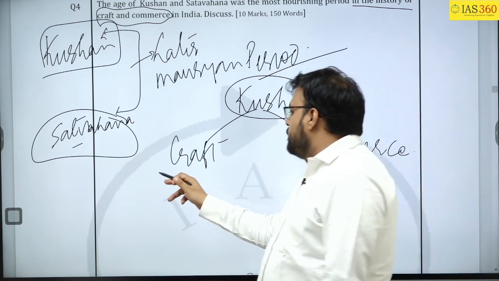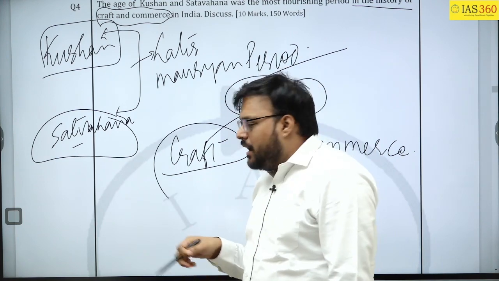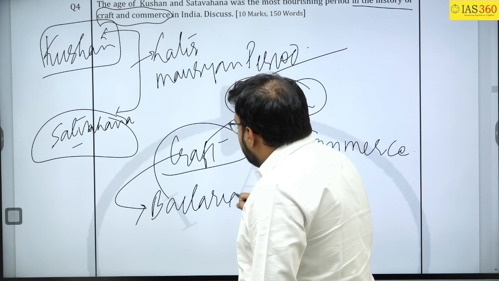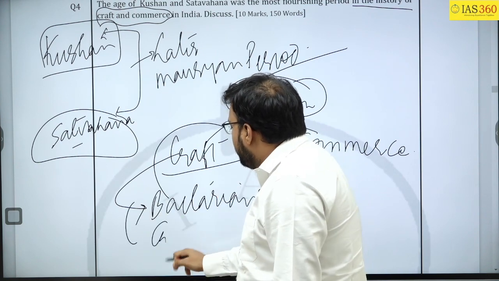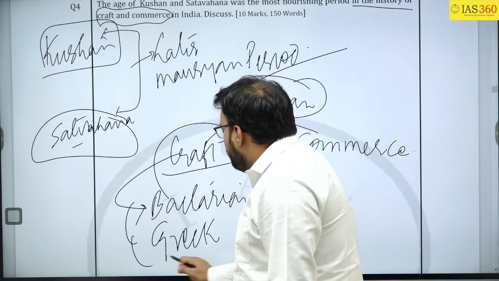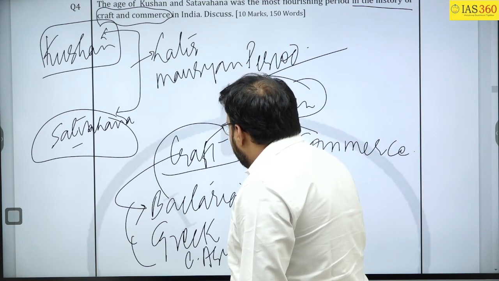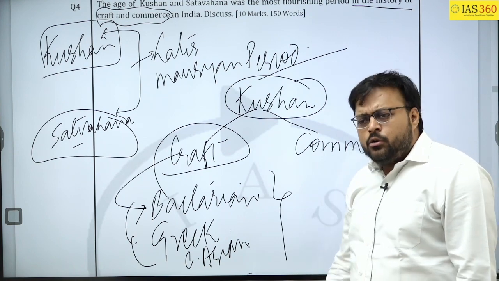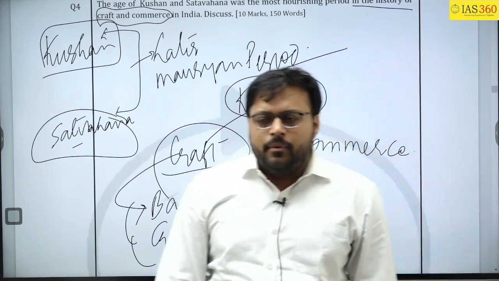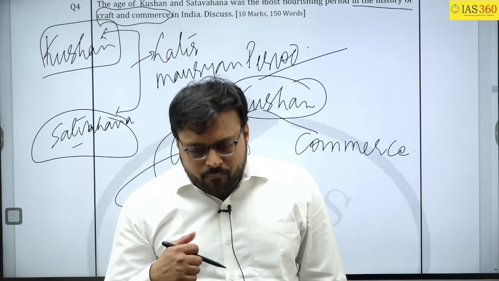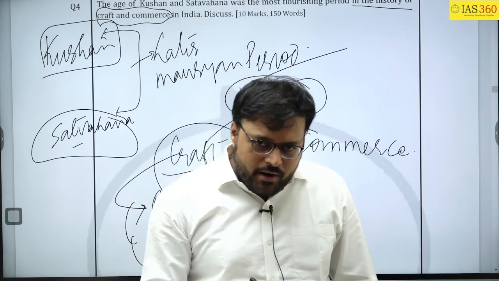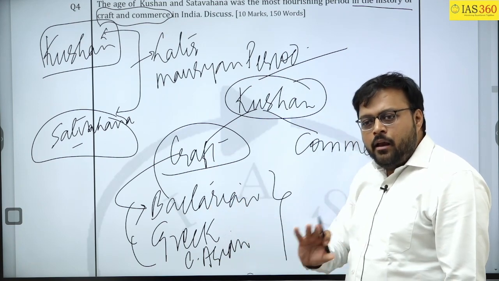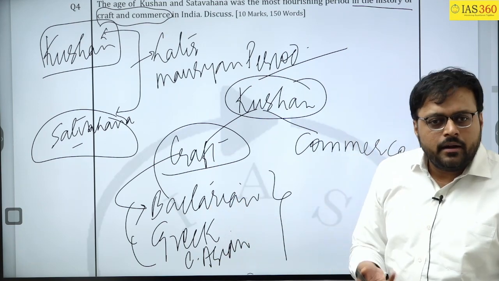In the craft, if you see, the Kusan craft was influenced by the Bactrian kingdom. It was influenced by the Greek kingdom. It was influenced by the Central Asian kingdom. So if you know this, and even if you don't know this, you can write your answer. But if you know this, it will give an impression to the examiner that whatever points you write will come from these three influences on the Kusan kingdom.